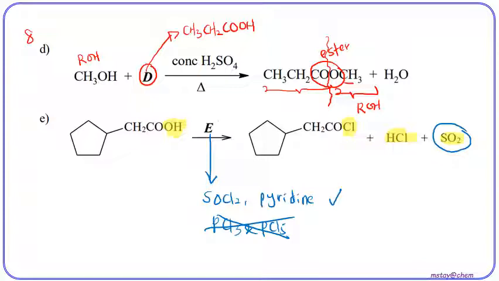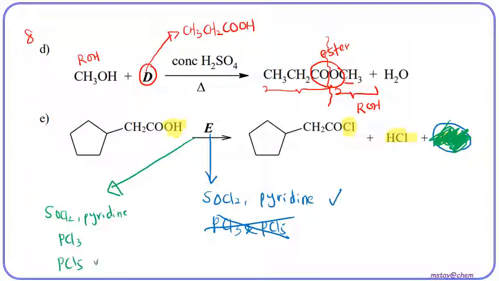However, let's say in this question, they didn't show us the SO2. They just give us this equation. In this case, compound E can be SOCl2 in pyridine, accepted, or PCl3 as well as PCl5. All these three can be accepted if there is no other side product shown in the question.